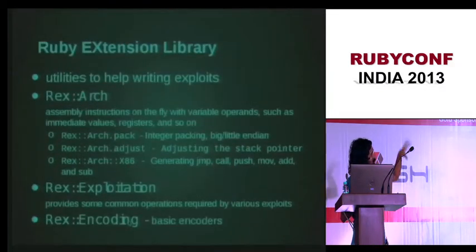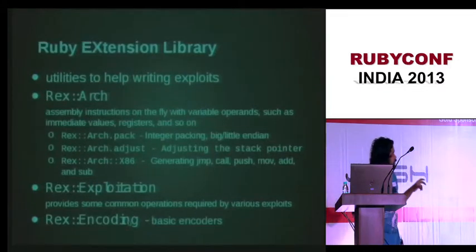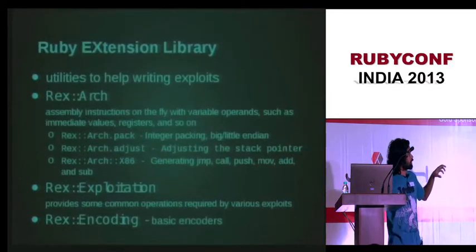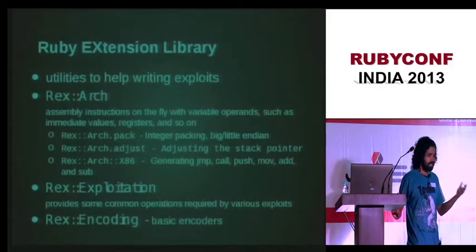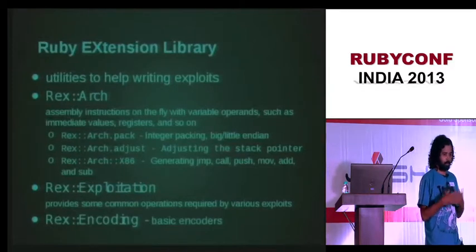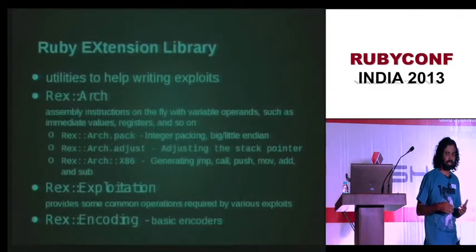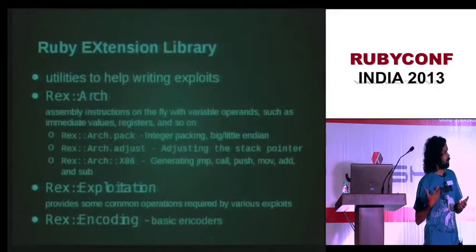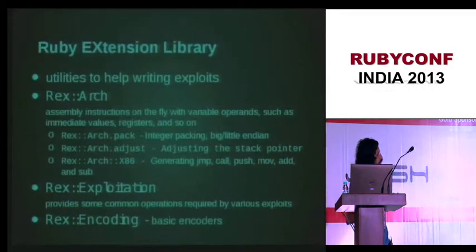This is just a slide on what the Rex library provides you with. You can see that there is an architecture library which provides you functions to dynamically generate assembly level instructions on the fly. That's very good when you are targeting systems which are not the same architecture as your attacker system. So that's about the architecture library.